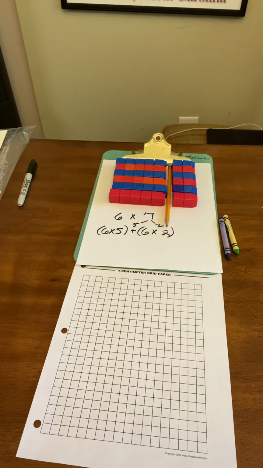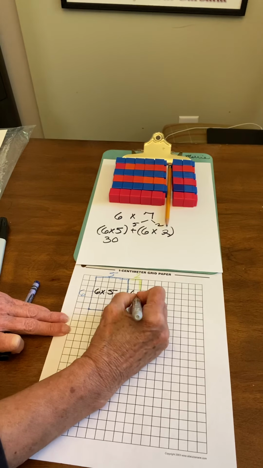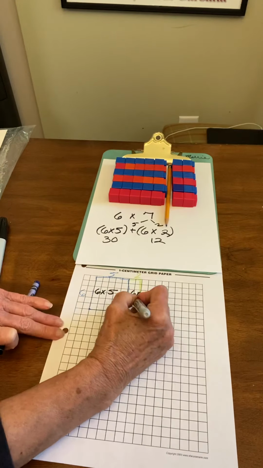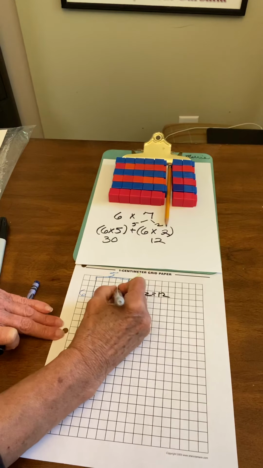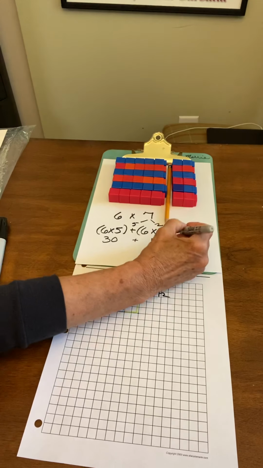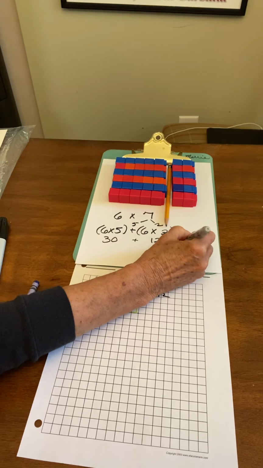So here I have my 6 times 5, 6 rows of 5. And that's going to give me what? I'm going to talk to the kids. This is going to give me my 30. And then here is my 6 times 2, which gives me my 12. Of course, you could put it in here too. Now I've got my 30 plus my 12 gives me my 42.